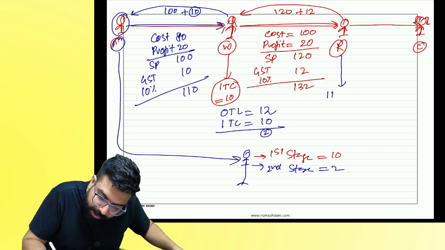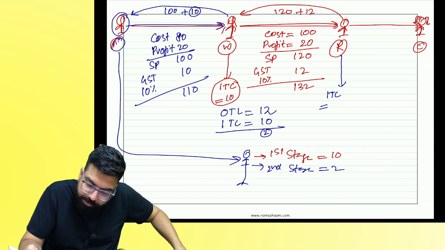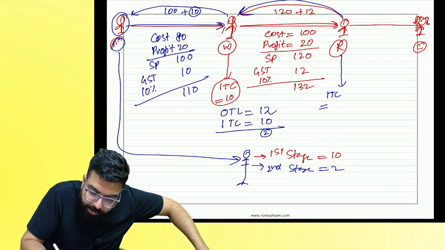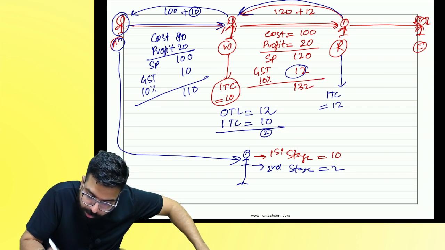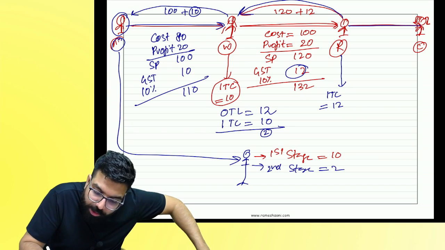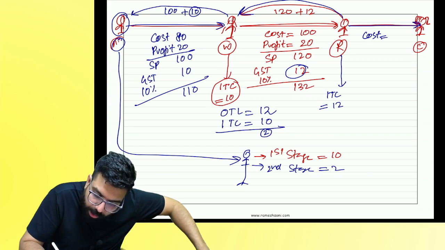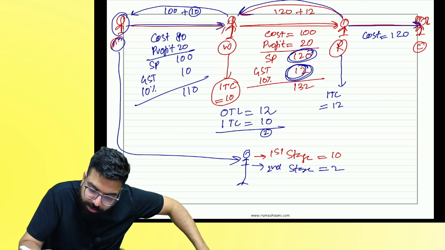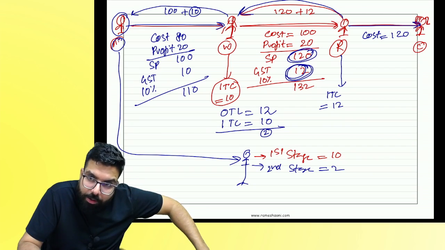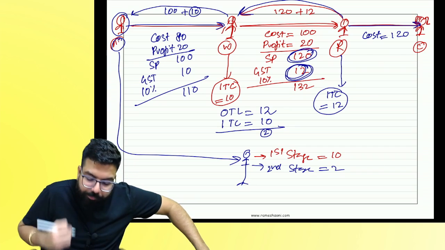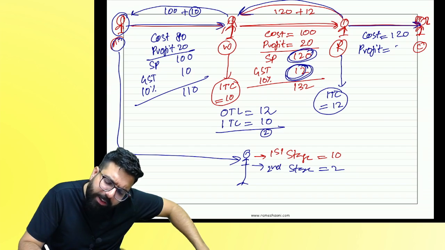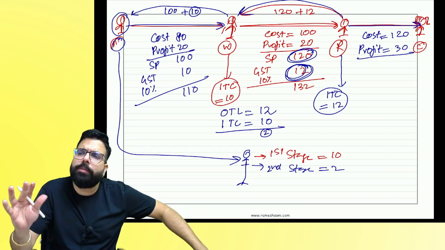Retailer, will he get input tax credit? How much did he pay at the earlier stage? 12, no? So he got 12 rupees. He sold the goods to her. How much is the cost? How much is the purchase price for him? 12 rupees is not cost. Why? Because he got the credit. Profit is how much? We'll make 30 rupees.